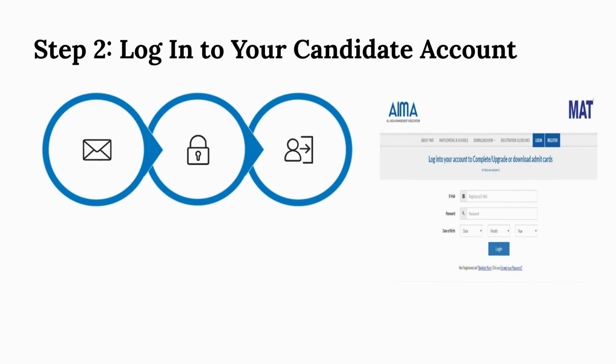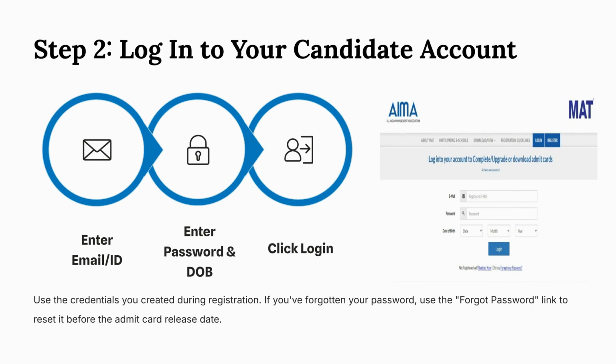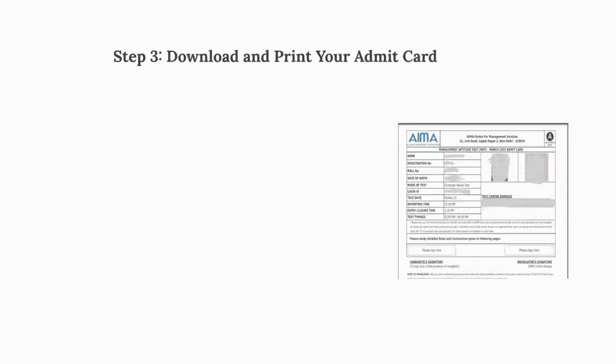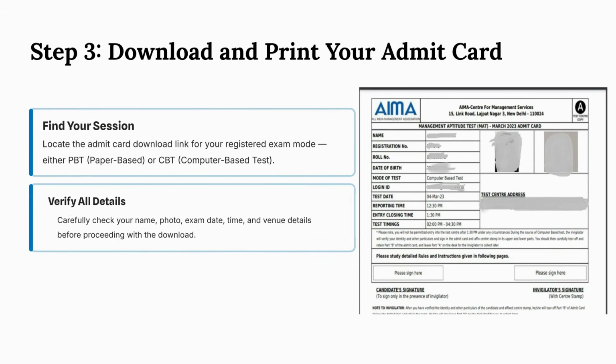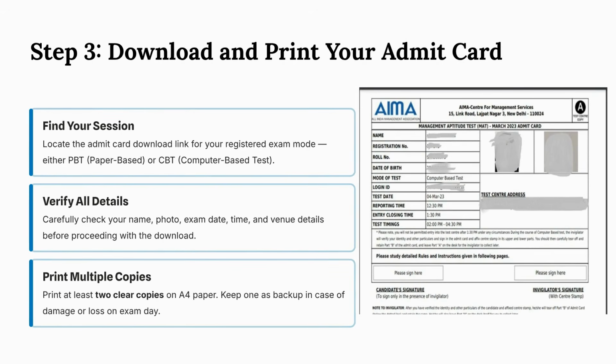Now, log in using your registered email or password or date of birth. If you have forgotten your password, click on Forgot Password and reset it before downloading the admit card. Your admit card will be displayed on your screen. Carefully verify all the details displayed on your admit card. Download the PDF and print at least 2 clear copies on A4 paper. Keep 1 copy as a backup.